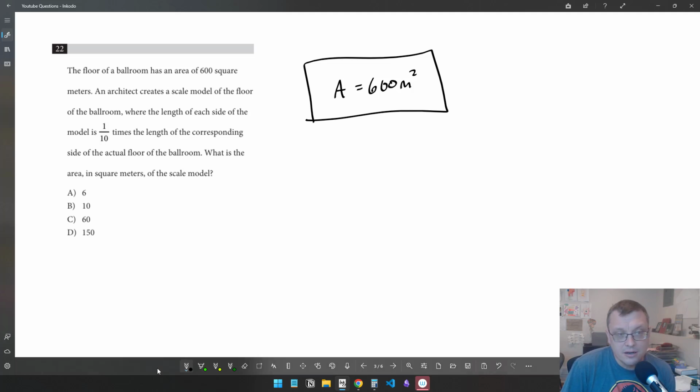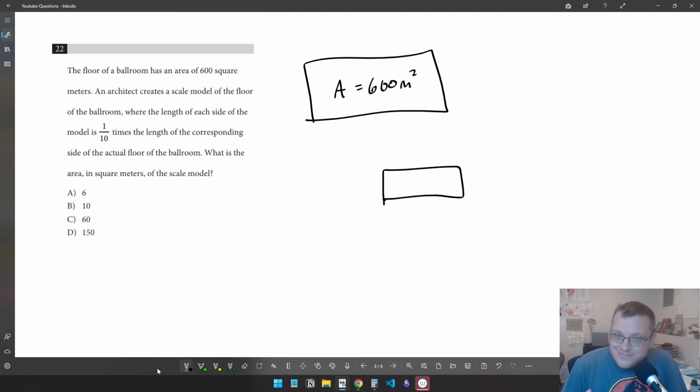The danger here, again, this would be towards the end of a module. You would know this would be a hard question, so be very skeptical about an answer that comes too quickly, too easily. Because you might say, oh, if the sides of the scale model are 1/10 the sides of the real thing, then the area must be 1/10, right? And if I take 1/10 of 600, I get choice C. Very tempting, but unfortunately for us, wrong.